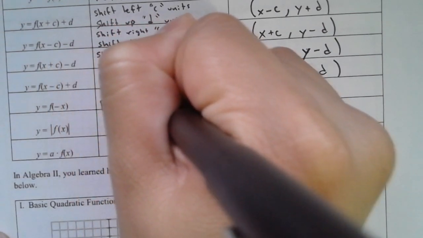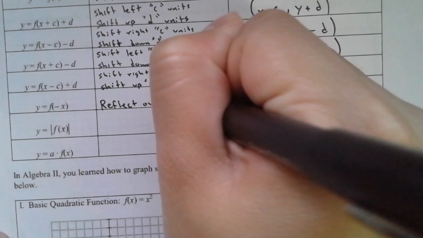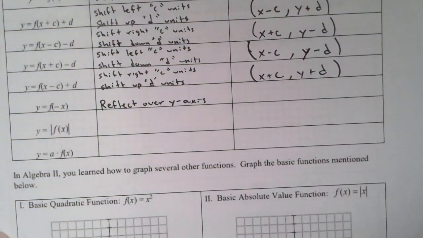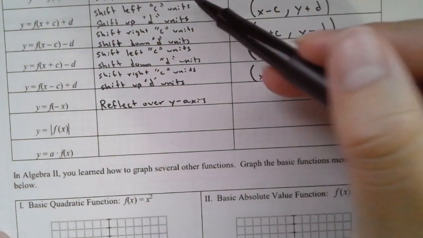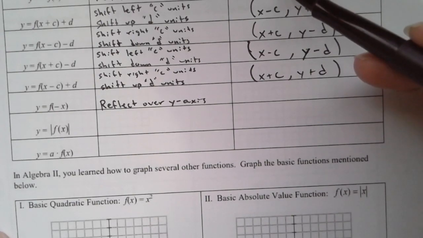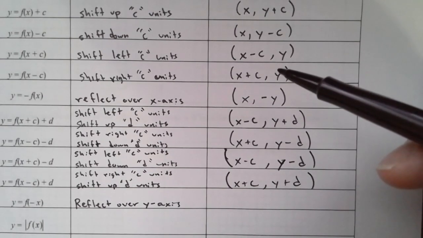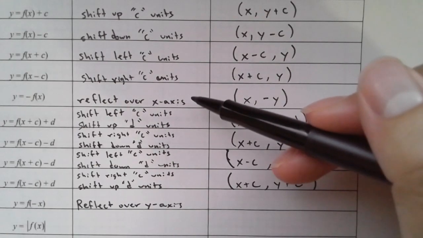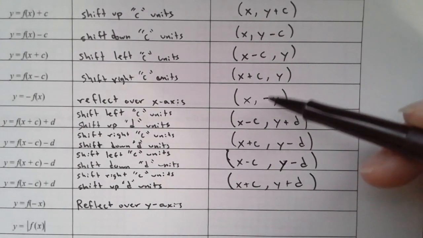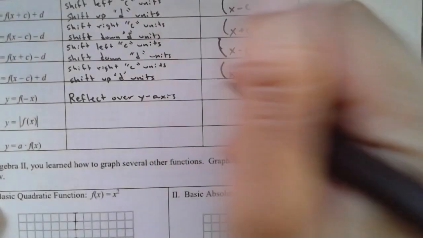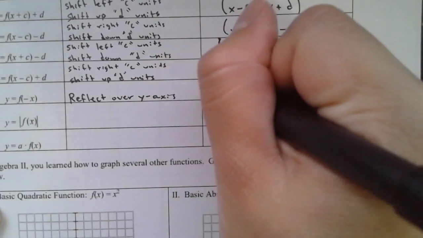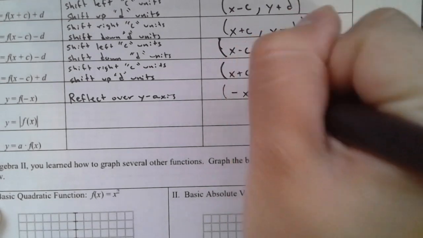over y-axis, and just like when you reflect over the x-axis, your y values changed. Okay, look back at your graphs. Just like you would reflect over the x-axis and your y values change, they became negative. When you reflect over the y-axis, your x values change. Okay, so it becomes minus x comma y.